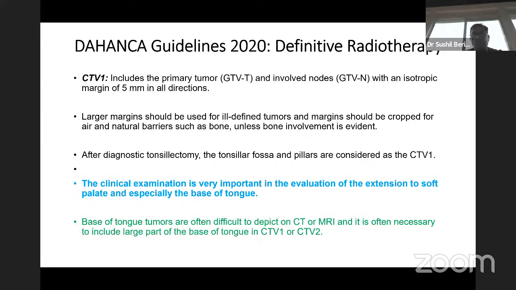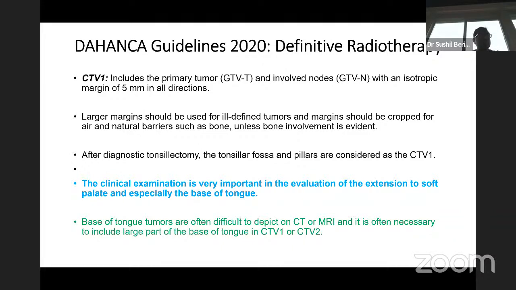When you are defining the CTVs for the primary and the nodes, you should be able to identify these structures. I talked about how base of tongue tumors are often difficult to define on CT or MRI. So to avoid geographical miss, both CTV1 and CTV2 include larger margins, especially CTV2. Sometimes you include the entire ipsilateral base of tongue for early stage and the entire base of tongue for advanced stage, rather than risk a geographical miss. If you're not sure, rather than giving a 10 to 12 millimeter margin, be a bit more generous in contouring the CTV2.